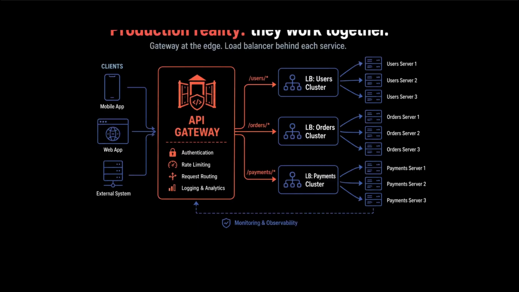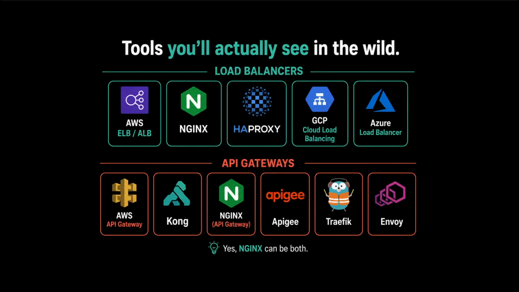Let's take a quick practical detour. What are people actually using for each of these? For load balancers, we have AWS ALB and ELB, which are super common. We have HAProxy, which is classic. NGINX is everywhere. GCP and Azure both have their own.